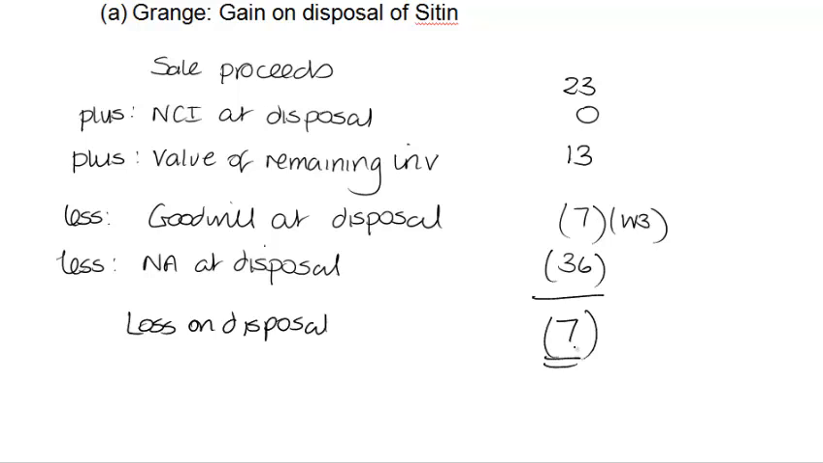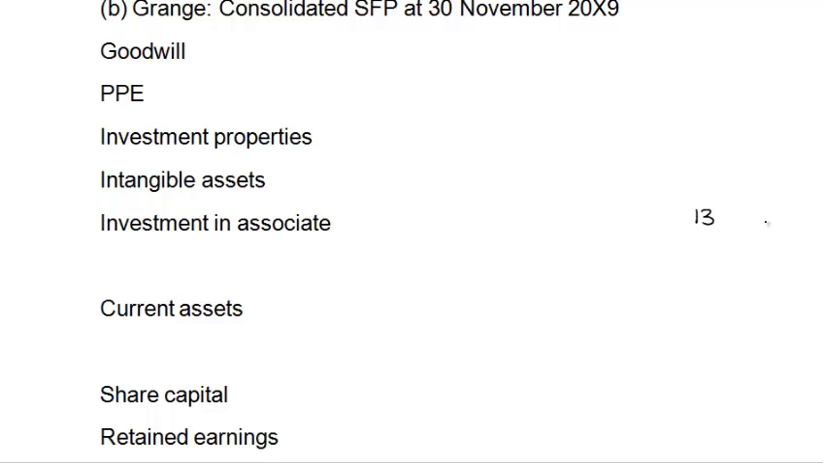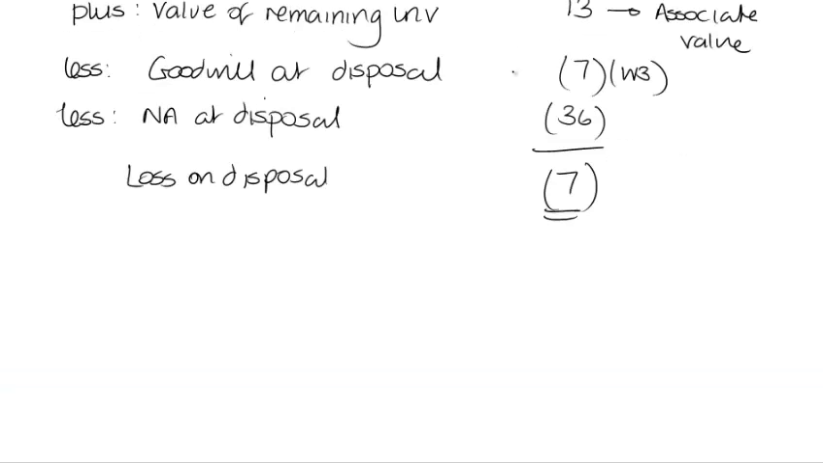So in terms of looking at this, remember I said to you look at dates very carefully. When did this disposal take place? It took place on the 30th of November X9, which is the date at which we're preparing the accounts. So therefore, this figure of 13 is our associate value, because it was at this date the company became an associate. So I'm going to go straight to my consolidated SFP and say associate value, this is from A. So it's not going to be the 16. And the difference between the 16 and the 13 is calculated within this overall loss on disposal.